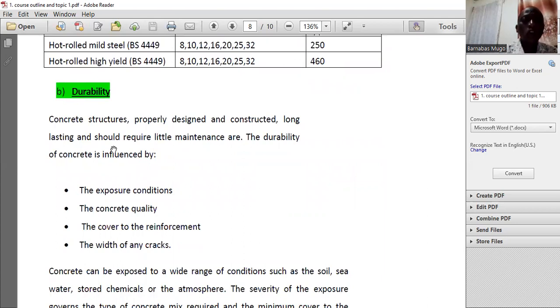Then we need to know also about the durability part of the concrete. When we are looking at the durability part of the concrete, we need to know that concrete is very durable.